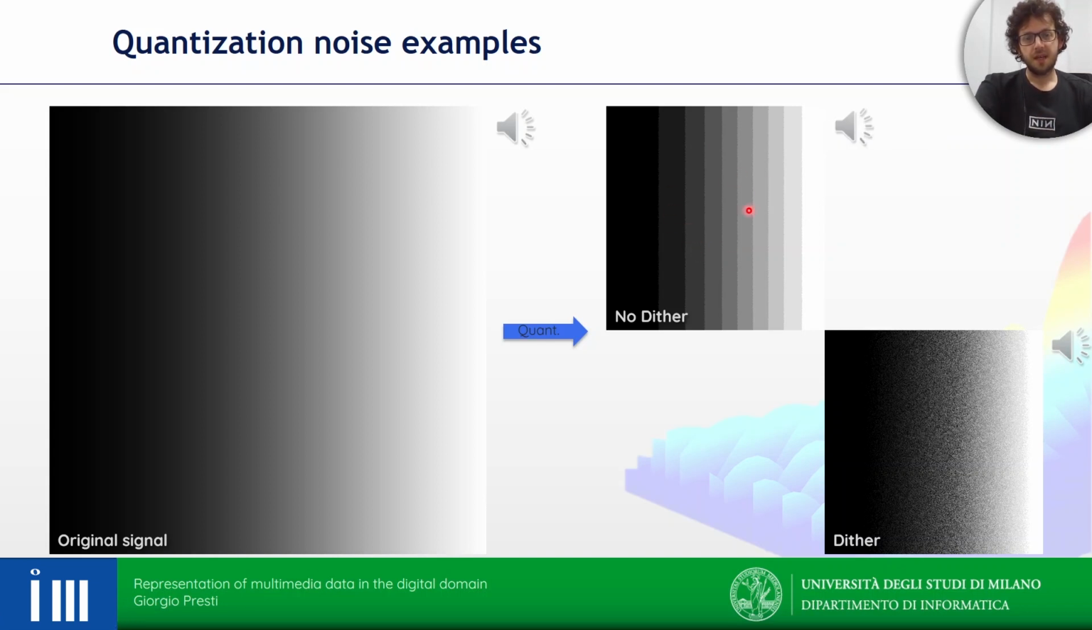As you can see, the reduction of the number of bits reduces the possible brightness values of our image and divides it into bands. But if before quantizing we add just the right amount of noise, the number of colors is reduced, but the error is spread around the image. And so our brain is tricked into thinking that this is a smoother image than this.